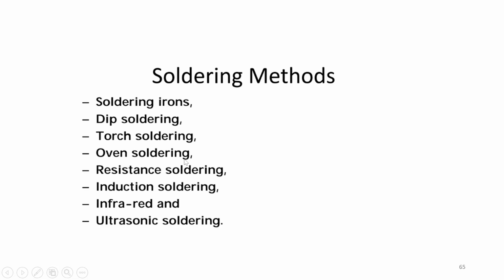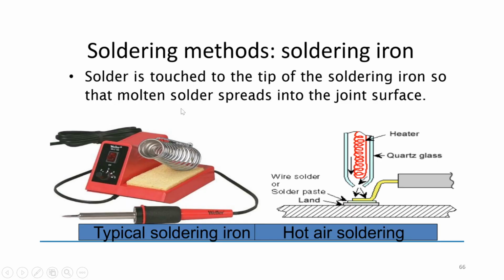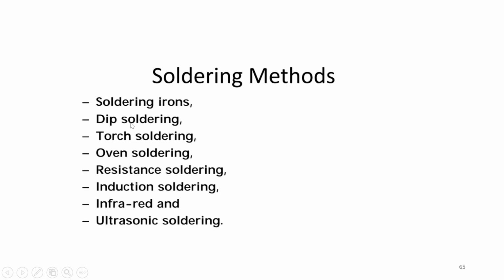Now these are some of the soldering methods. Soldering irons, which I think are shown here. So this type of gun is used for soldering iron, then dip soldering, torch soldering, oven soldering, resistance soldering, induction soldering, infrared and ultrasonic soldering.